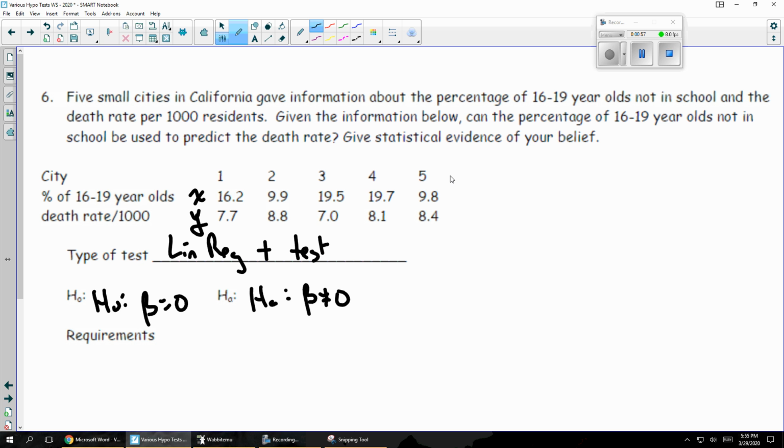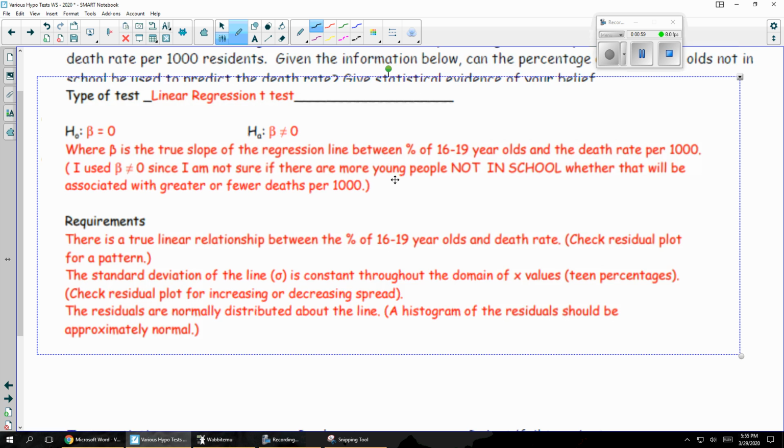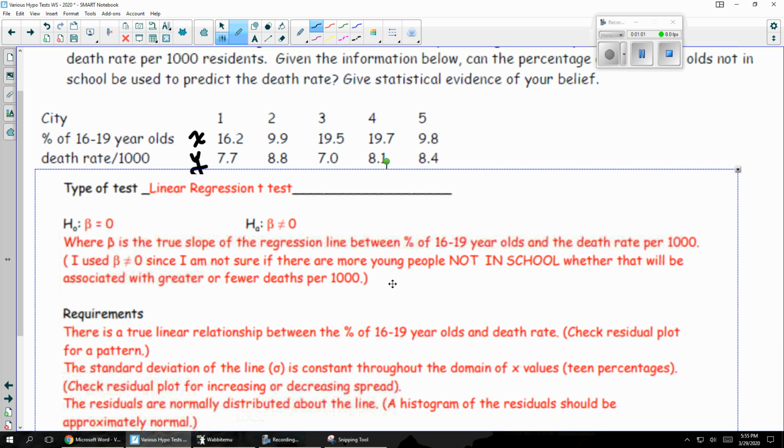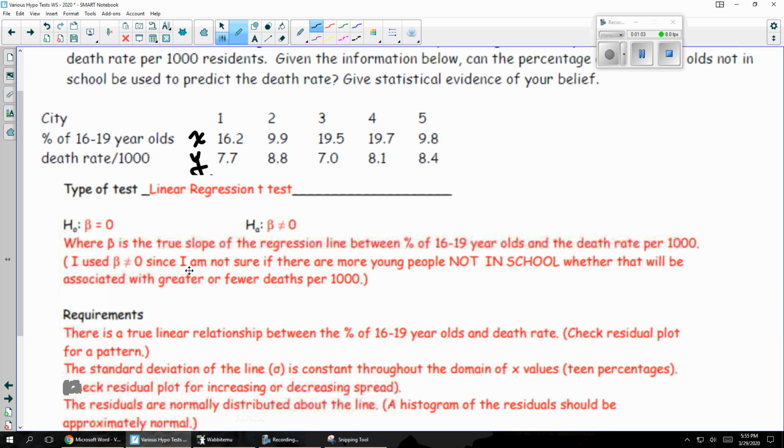Here are the conditions. I've typed them, so I can just slide that over here. And the conditions are, there is a true linear relationship. I need to check the residual plot for that. I'm not going to go through all of these right now.